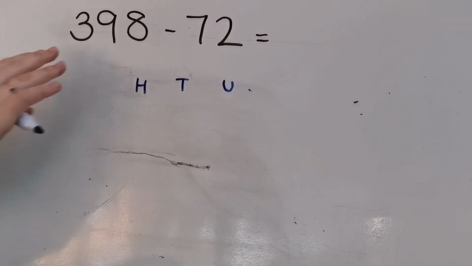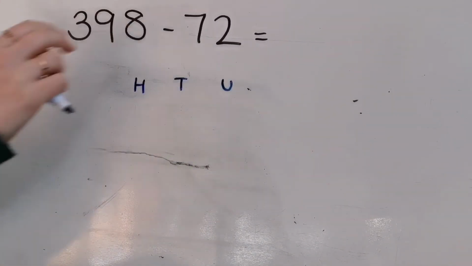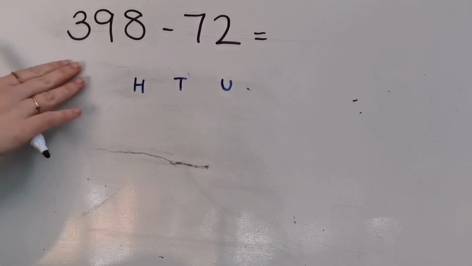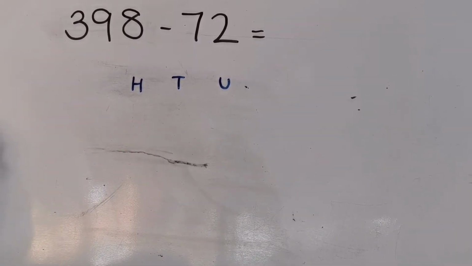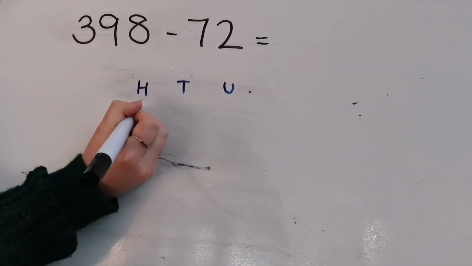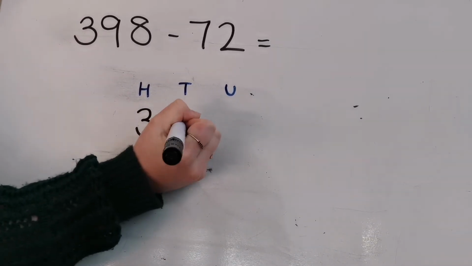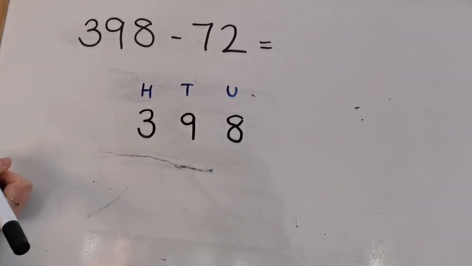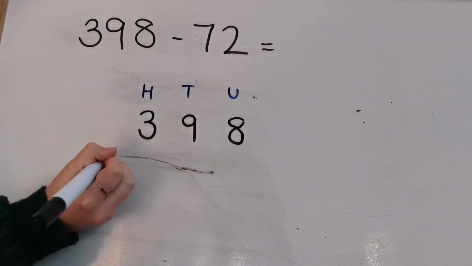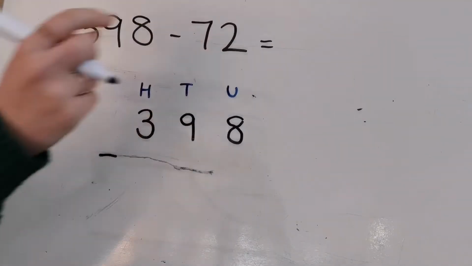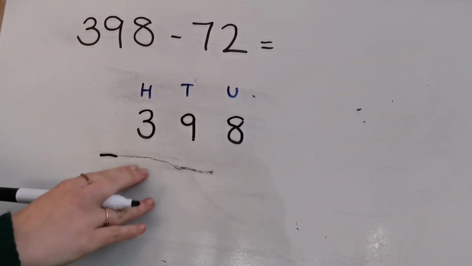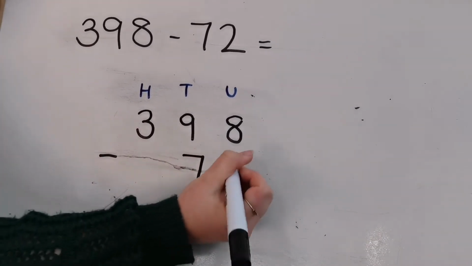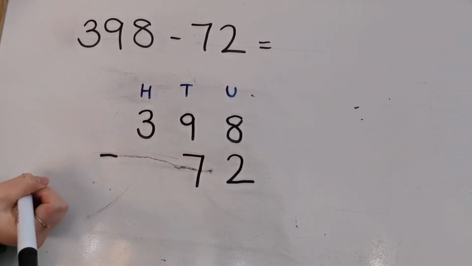This time we have a 3-digit number taking away a 2-digit number. Okay, but nothing changes. We still want to make sure that we line them up in the correct place value columns. So I have 3 hundreds, 9 tens and 8 units in the number 398, and I am taking away the number 72, which has no hundreds. So I'm going to start here in my tens column with 7 tens and 2 units.